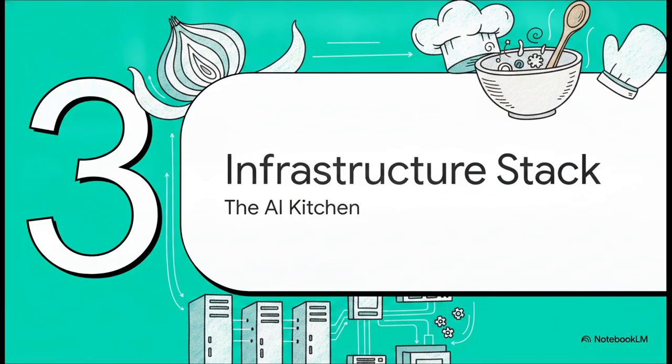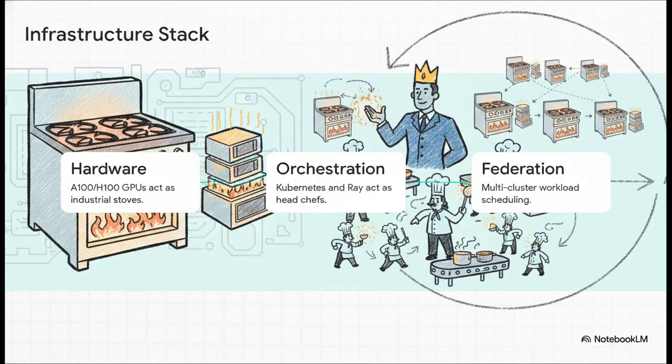Step into Section 3, the infrastructure stack, or as we're calling it, the AI kitchen. Uber's infrastructure stack is rigorously tested and built out in 3 distinct layers. Conceptually, think of Layer 0, the hardware, specifically those high-end NVIDIA A100 and H100 GPUs, as your massive industrial-grade stoves. Right above that, Layer 1 is orchestration. Using systems like Kubernetes and Ray, this layer acts as the head chefs, dynamically directing traffic and resources to exactly where they're needed in the kitchen.